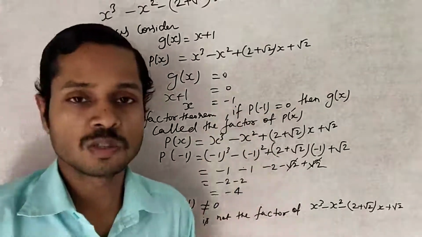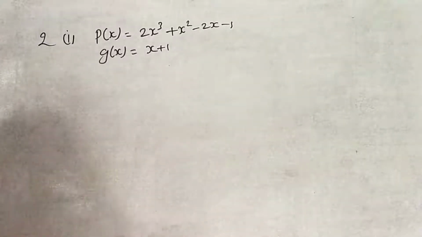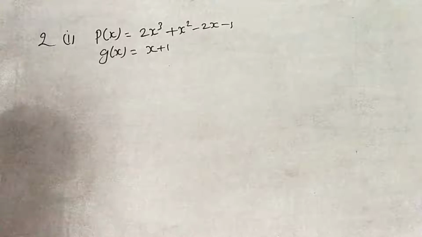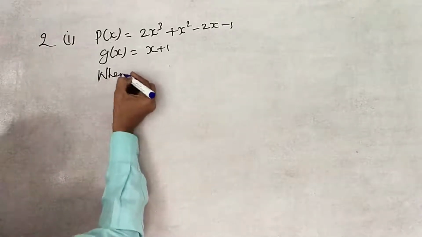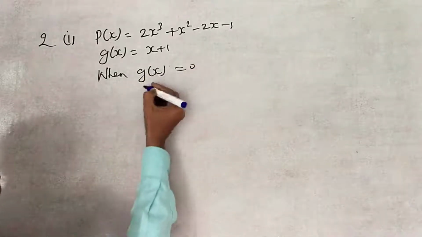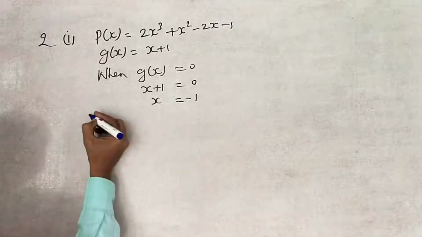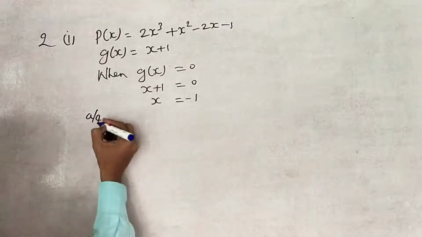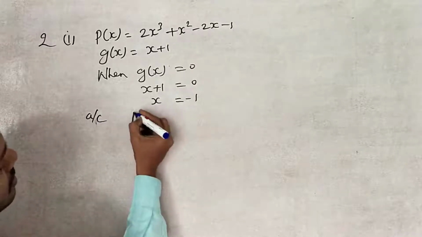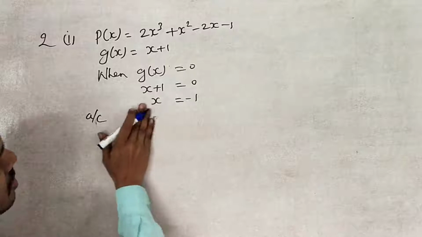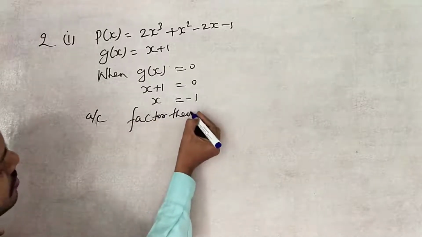Now we are going to solve question number 2. Students, I will solve the first question of every type, after that you can solve. Look at that, solving when g(x) is equal to 0, x plus 1 is equal to 0, so x is equal to minus 1. What we have to write is according to the remainder theorem, sorry, according to the factor theorem.